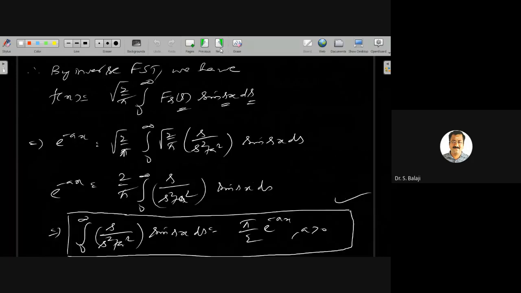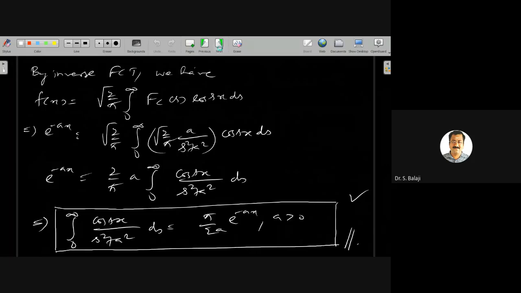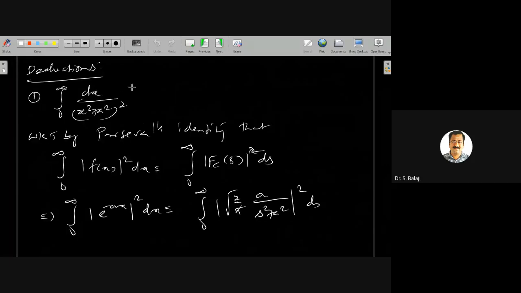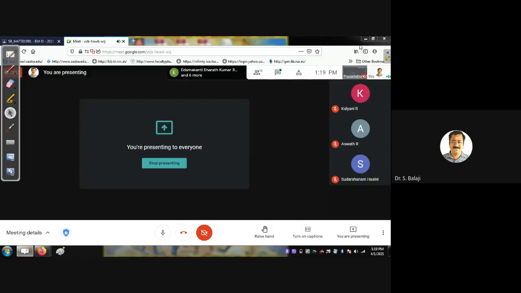Now, to evaluate the four integrals, the deductions. First one: integral 0 to infinity dx by x square plus a square whole square.